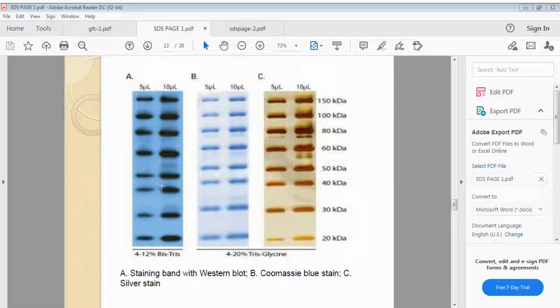What you can see here is staining of bands, and then western blotting. In western blotting, after the gel is taken, the bands or the proteins are transferred onto a nitrocellulose membrane.